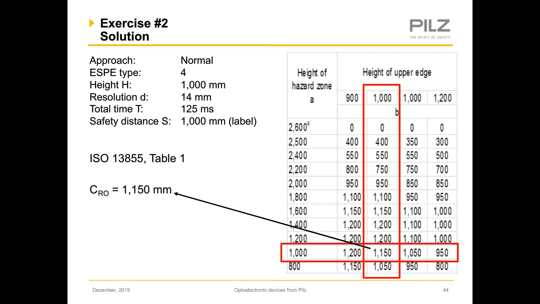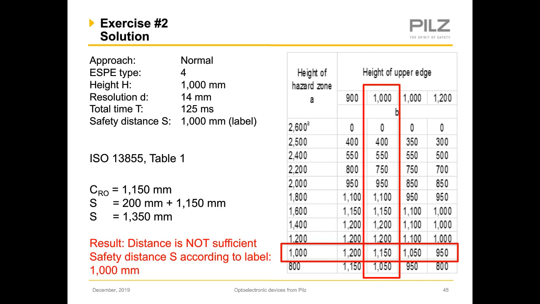So overall, the safety distance, our label says 1,000, so we have to add to the 200 millimeters that was calculated, we have to add 1150 millimeter to that equation. So our overall distance now becomes 1,350 millimeters. So the label info and the distance was not correct.